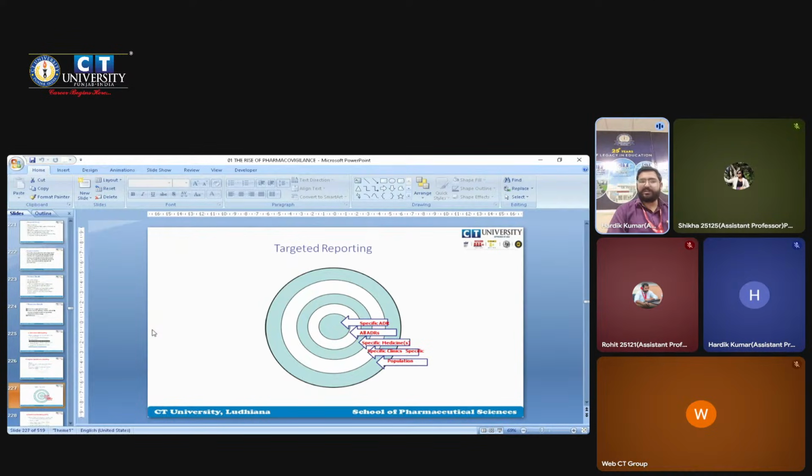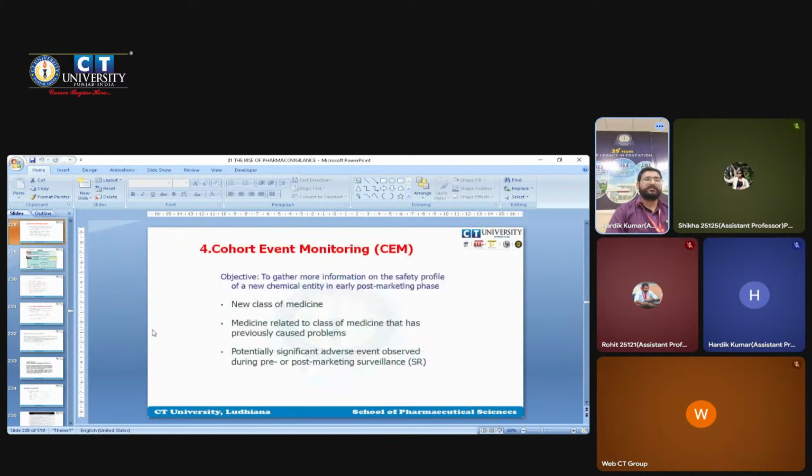Then there is targeted reporting. There are specific ADRs, all ADRs, specific medicine ADRs, specific clinicals, and populations. Then there is cohort event monitoring, to gather more information on the safety profile of a new clinical entry in the early post-marketing phase, such as a new class of medicine, or a medicine related to a class that has previously caused problems.